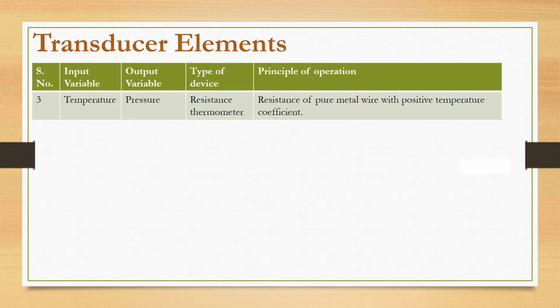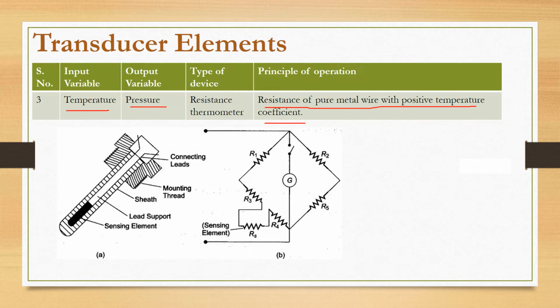So the resistance thermometer. This converts the temperature into pressure. So the input quantity we are giving is the temperature, while pressure is our output variable, and its principle is the resistance of pure metal wire with positive temperature coefficient. So because of the heating, resistance changes, and we can record that change in resistance, and it can be converted into the change in temperature.